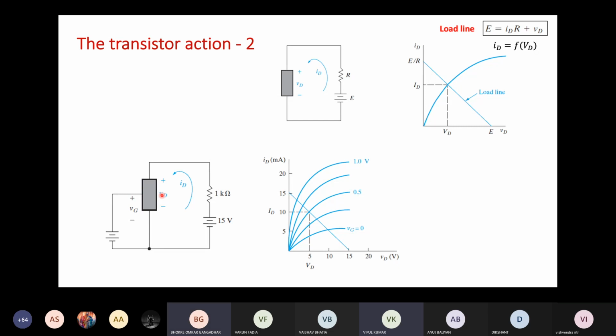So it will decrease. Sir, 5 volts. Decrease by 5 volts. Sorry, the last one I could not hear. So VD will decrease by 5 volts.